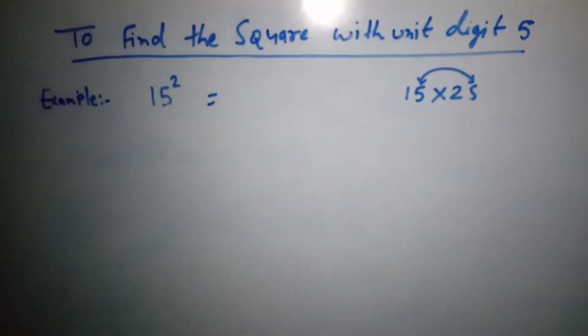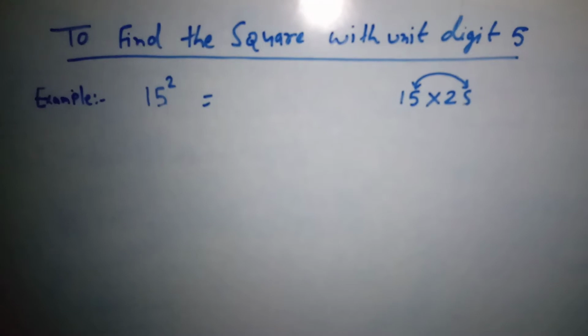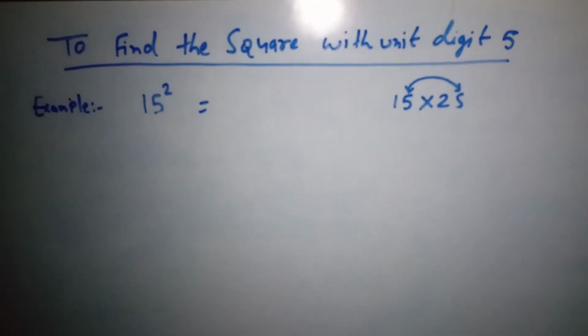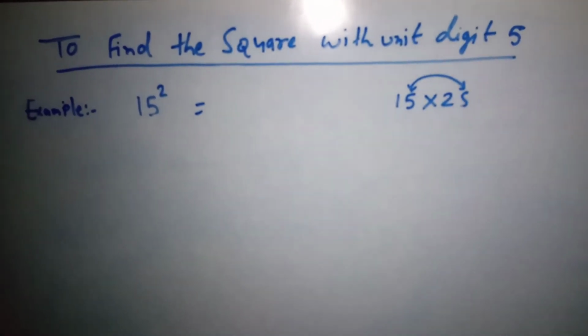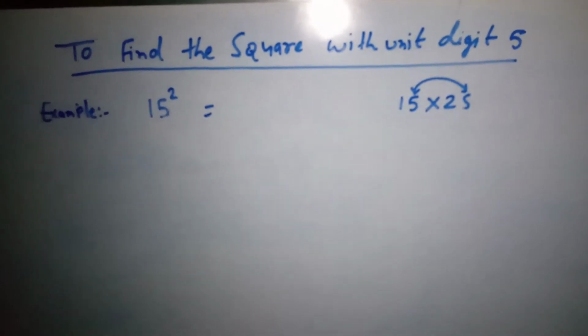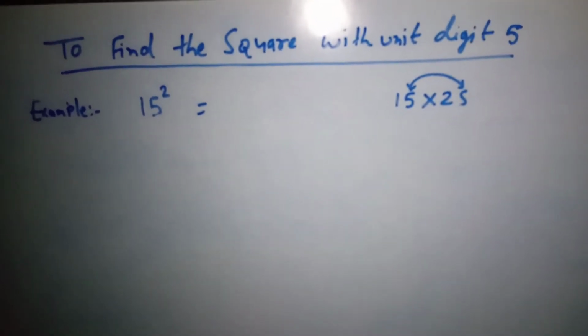Good morning, students. Today we will learn to find the square of numbers with unit digit 5 by the shortcut method. Let us see.